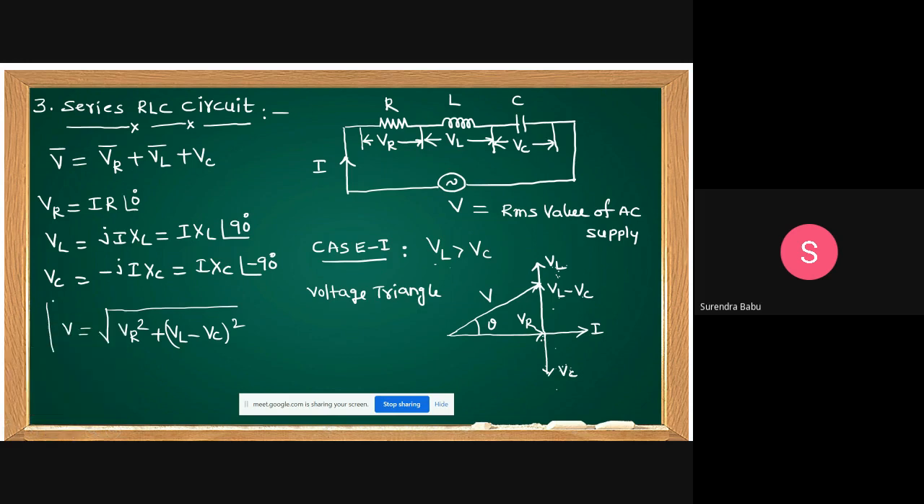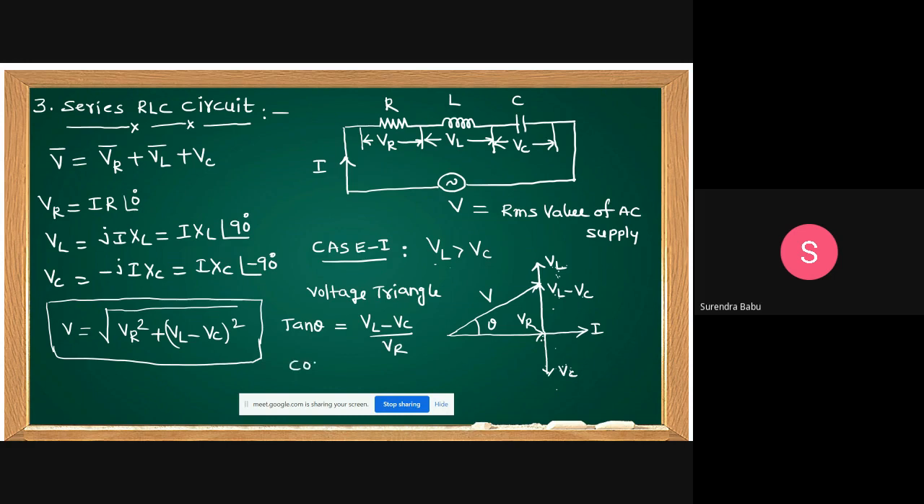How to write it is very simple. Based on which voltage is greater, like that you decide. I am assuming that VL is greater than VC, and the triangle is also on the VL side. Clear? Now, can anybody define what is tan theta here? Very important formula: tan theta equals VL minus VC by VR, opposite by adjacent.